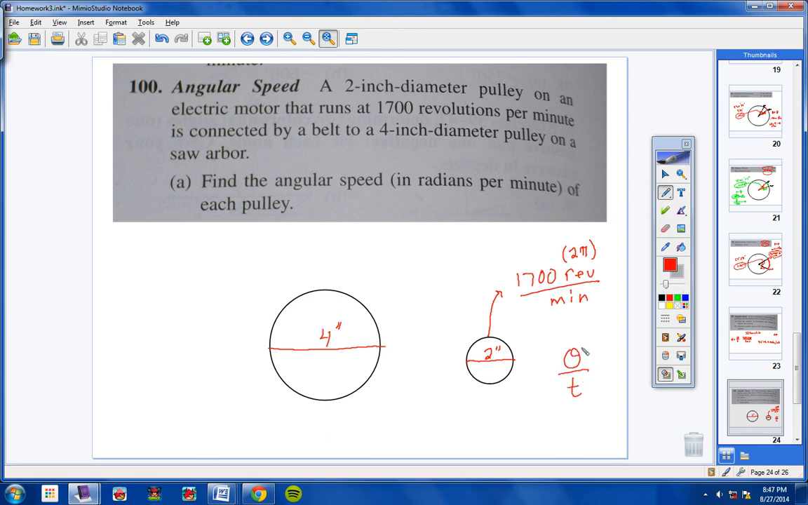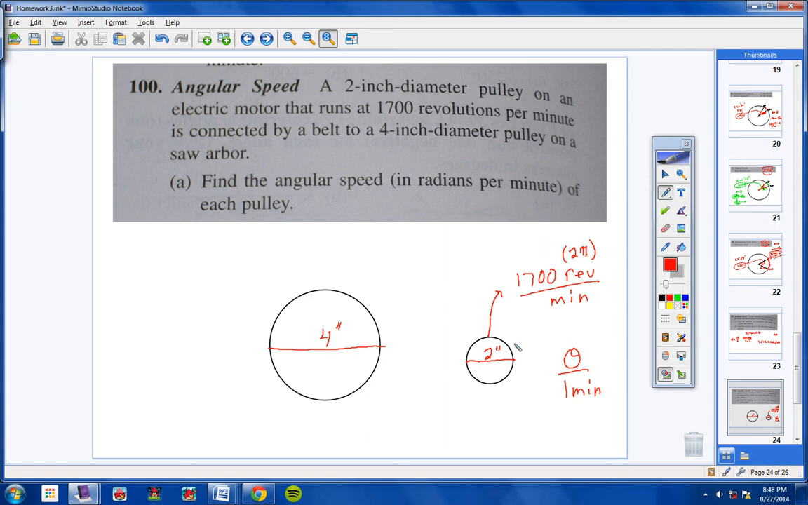And you know the formula is theta over time. And our time is good. Look what we have. We already have minutes right here. See this? It says 1,700 revolutions per minute. And we're trying to find the angular speed in radians per minute. So we're doing great, okay? So we already got minutes down here. And so I'm going to put 1 minute here. That's our time. And of course, our theta, our angle in radians, every revolution is 2 pi.